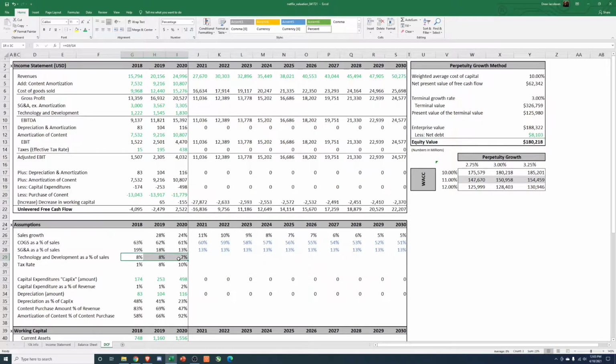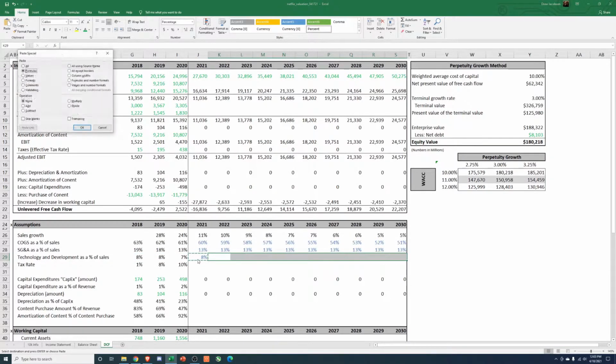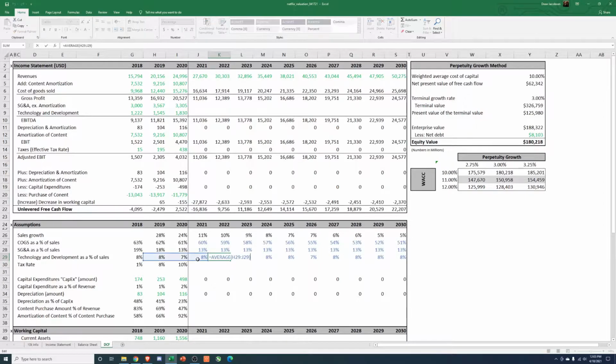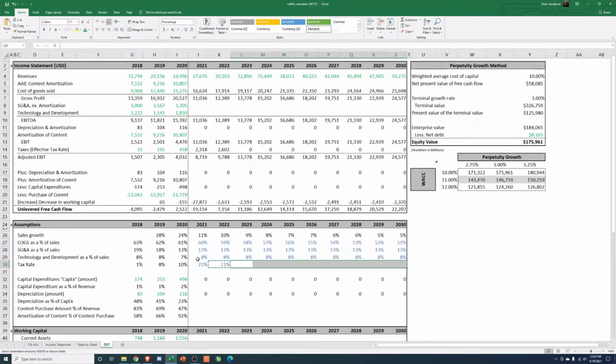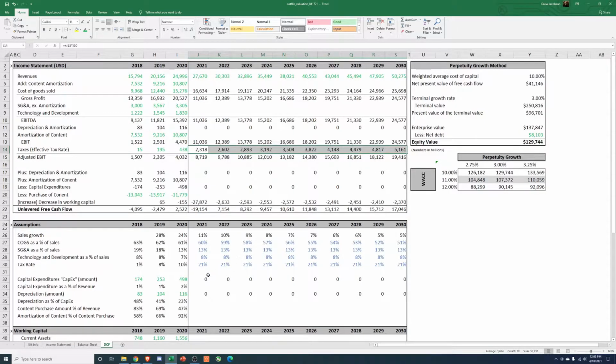Technology and development, right? This is 7 to 8%. Doesn't seem like it fluctuates much. Probably a pretty fixed cost as a percentage of revenue. I guess I left that as an average. Just hold that flat. There we go. Tax rate 21%. That's the current corporate tax rate. Obviously, you could do some big tax analysis and think they're going to perform better or not. I usually don't do that.